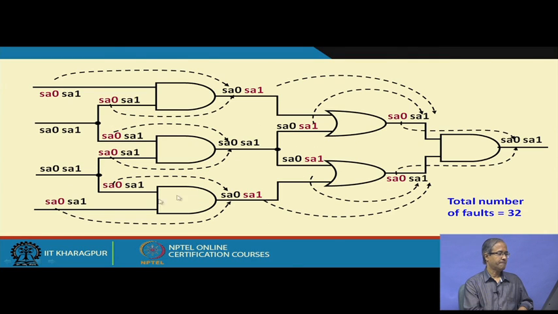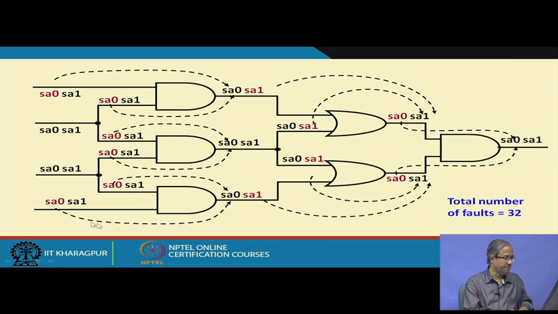Let us take an example. So, here I have shown a circuit. If we count, there are 16 lines, so there are 32 possible single stuck at faults. I have shown all of them, stuck at 0 and stuck at 1. Using these dotted lines, I have shown the equivalent faults. Like for this AND gate, the output stuck at 0 is equivalent to the input stuck at 0, input stuck at 0. These three are equivalent. Similarly, for this AND gate also stuck at 0, stuck at 0, stuck at 0.